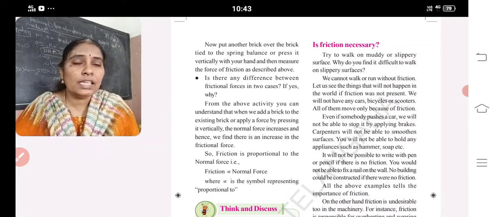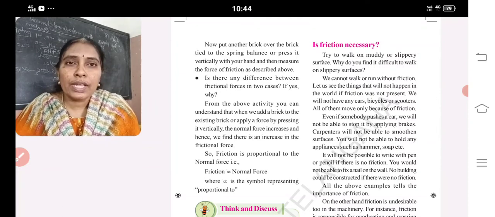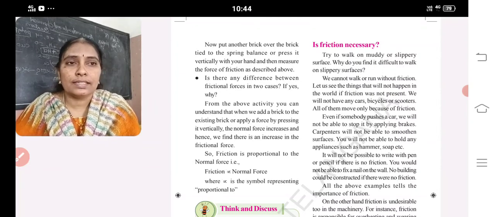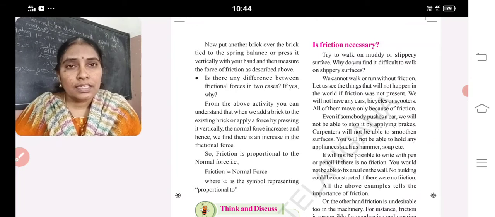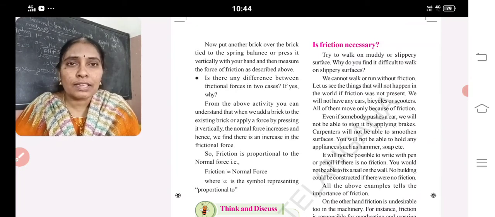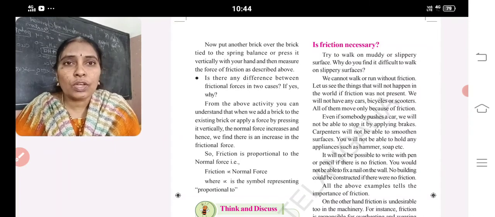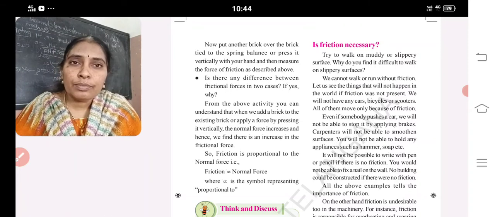Is friction necessary? Yes. To do our day-to-day activities, friction is necessary. To write, eat, bathe, drive, walk. In all these cases, without friction we can't hold the object properly. Why? It slips from our hand due to gravitational attraction.